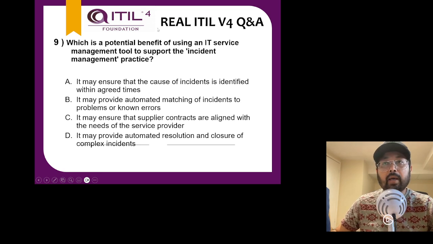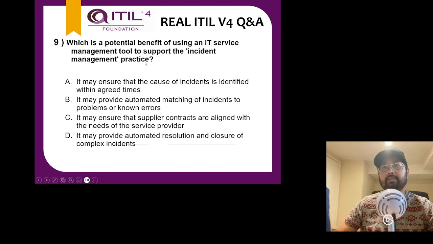Now number 9, which is a potential benefit of using an IT service management tool to support the incident management practice. So this is asking about an IT service management tool, right? It's purely asking about an IT service management tool to support the incident management practice.